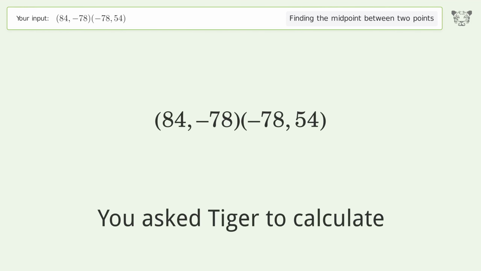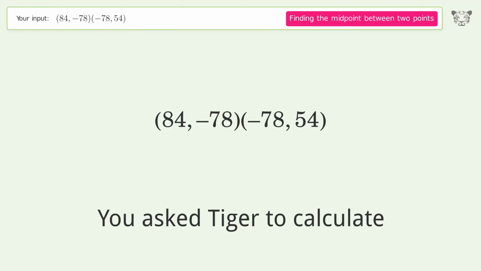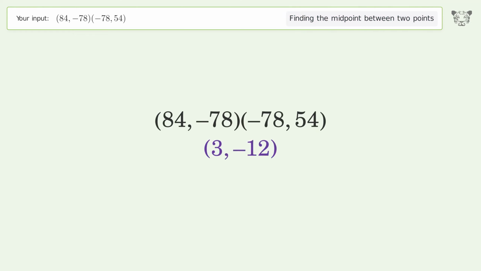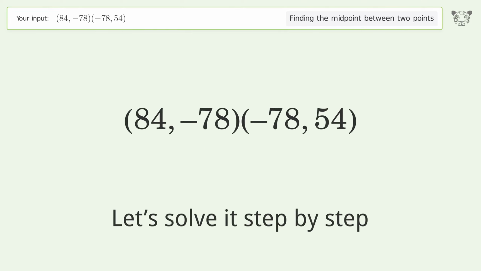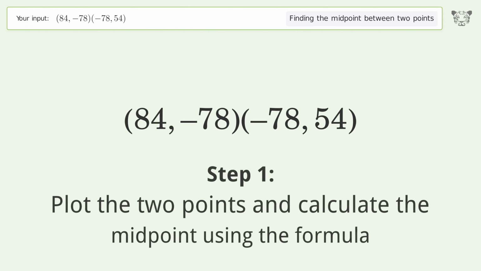You ask Tiger to calculate. This deals with finding the midpoint between 2 points. The midpoint between the 2 points is 3, -12. Let's solve it step by step. Plot the 2 points and calculate the midpoint using the formula.